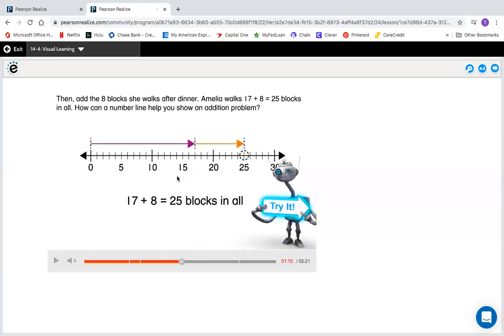So we can see on this, we'll go on to the try it in a second. We were at 17 and then she walked 8 more blocks. So then we would jump 1, 2, 3, 4, 5, 6, 7, 8. And this little golden arrow or yellow arrow right here shows the 8 more blocks that she walked. So when she walked 8 more blocks, we start at 17, we counted 8 numbers, 8 lines, and then we landed on 25. So that shows how many altogether she ended up walking. So let's check it out.